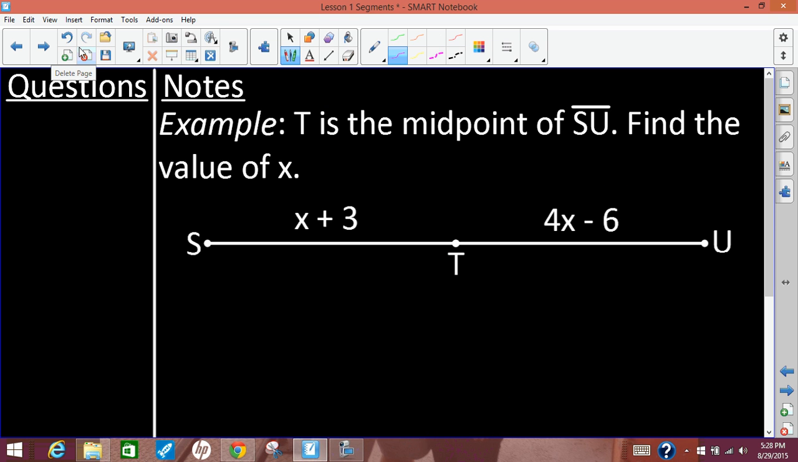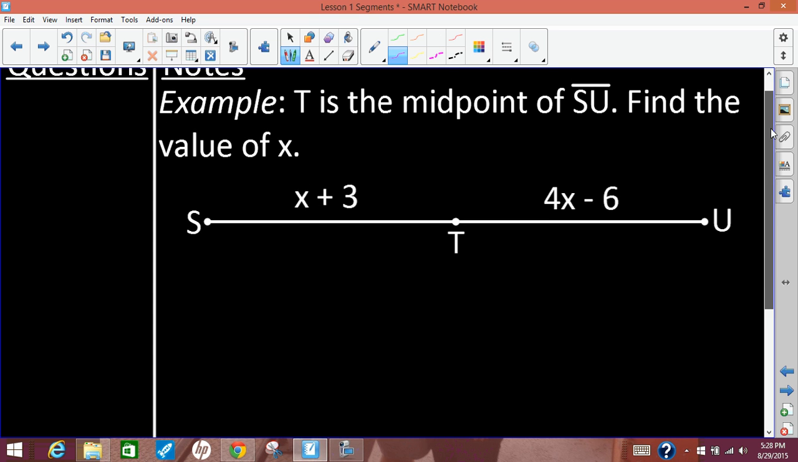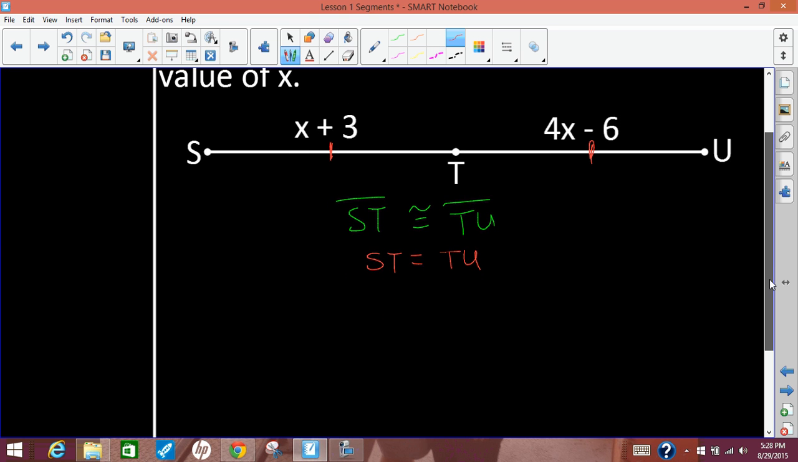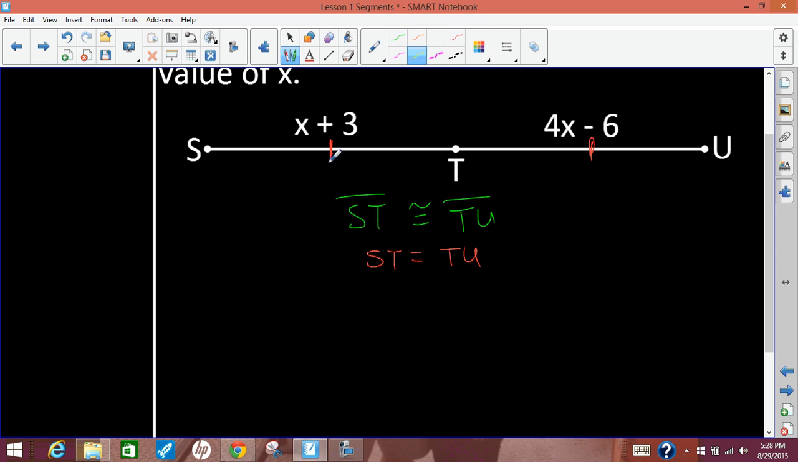Again, go ahead and pause here, get this copied down, try this problem of your own, and then I will have the answer written. So just like the last one, we'll say those two segments are congruent because I know that T is the midpoint. That means that their lengths are equal. And now I can fill in the equation.